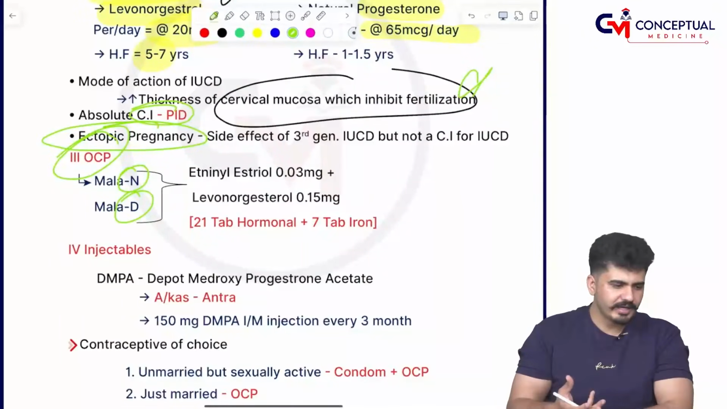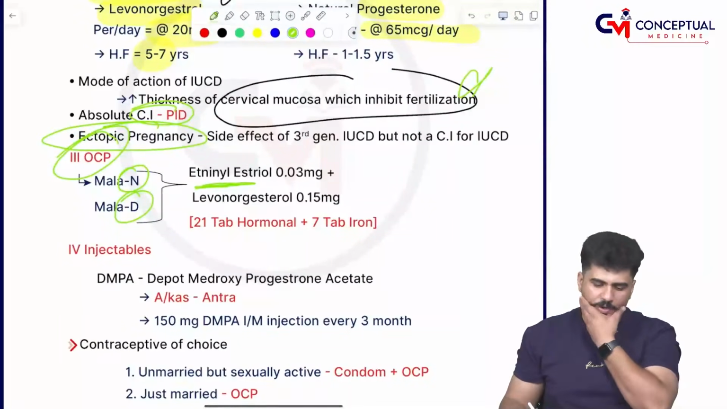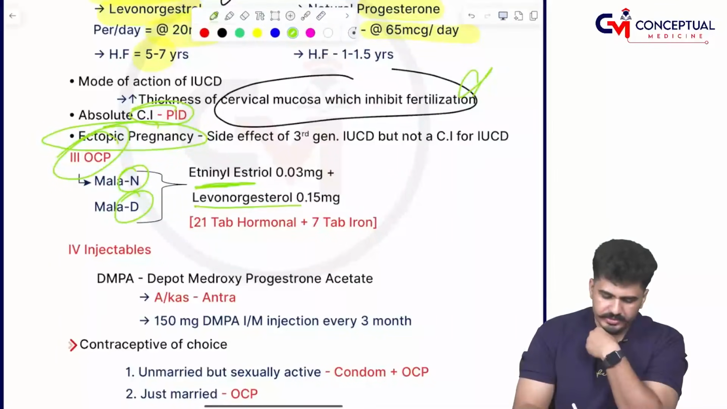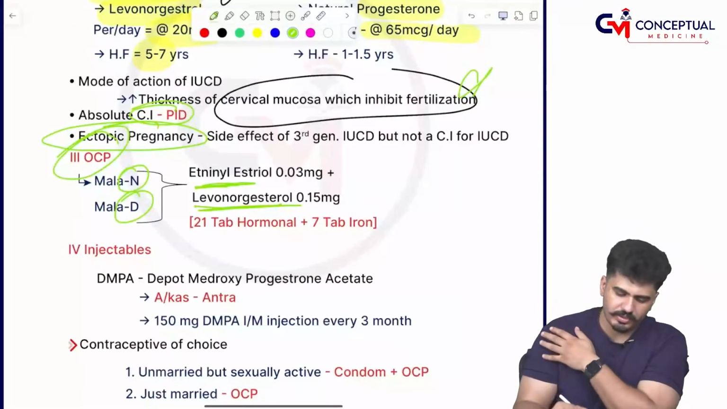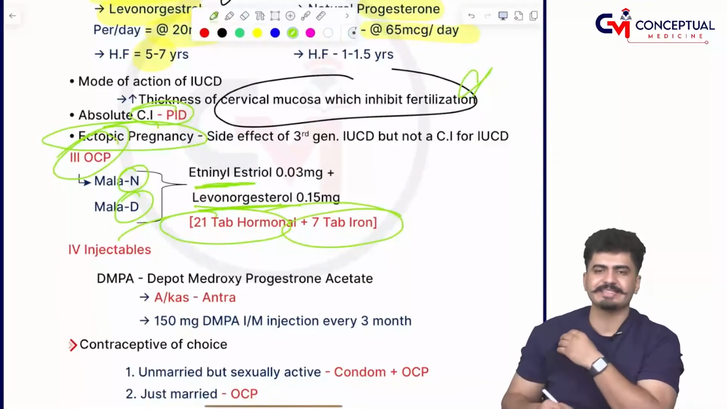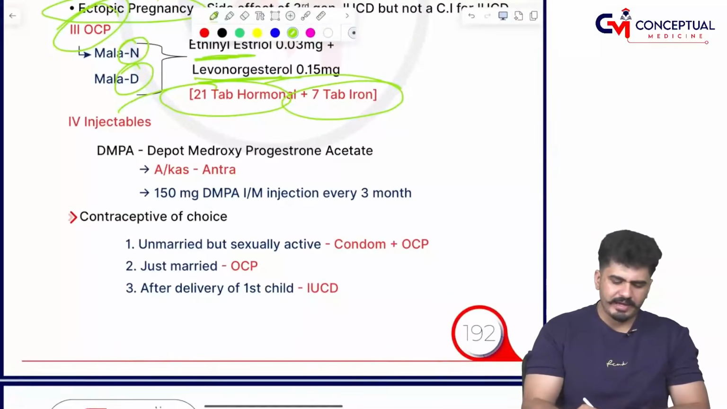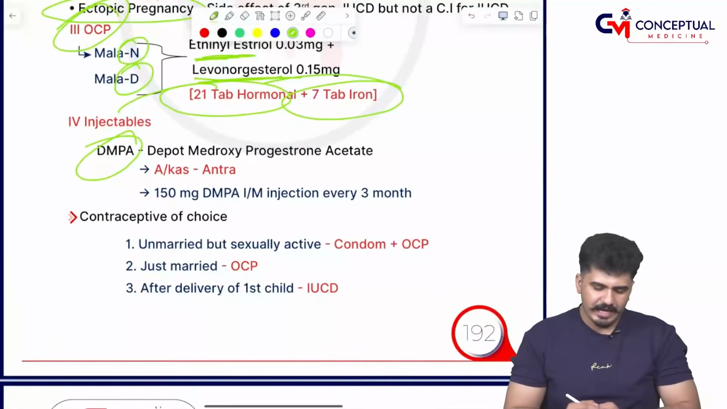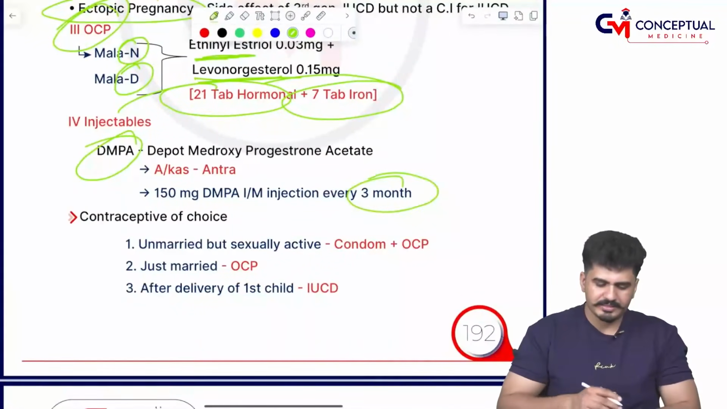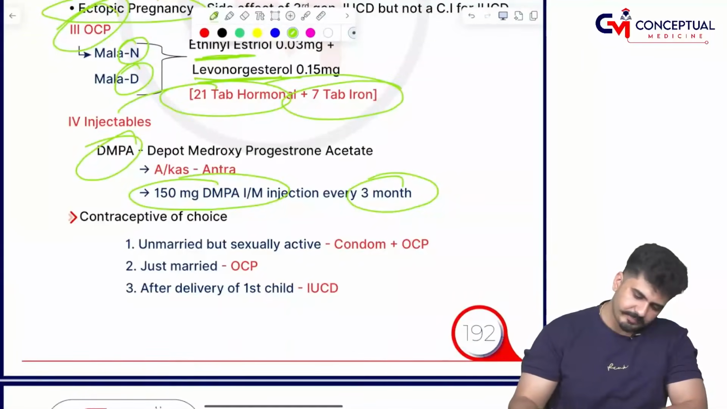Now we also have OCPs for contraception, Mala N and Mala D. What salts do they have inside? Remember, it is ethinyl estradiol and levonorgestrel, in short, estrogen and levonorgestrel. 21 hormonal tablets and 7 iron tablets are there, sir. In injectables we have DMPA, that is depot medroxyprogesterone acetate. Half-life is approximately 3 months, it will work that long. Dose is 150 mg IM.